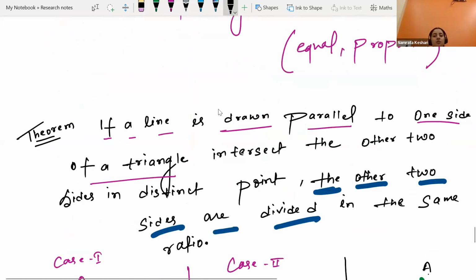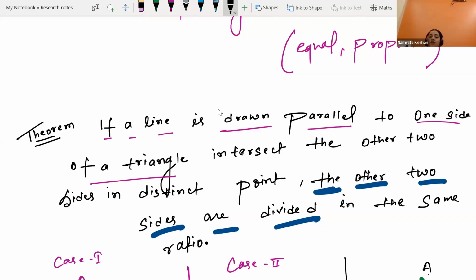If a line is drawn parallel to one side of a triangle, intersecting the other two sides in two distinct points, the other two sides are divided in the same ratio. Whatever ratio it is maintaining, it will be the ratio of this side and the ratio between this, whatever way it is getting divided. These two ratios will be the same. I am not saying it is touching at the midpoint.